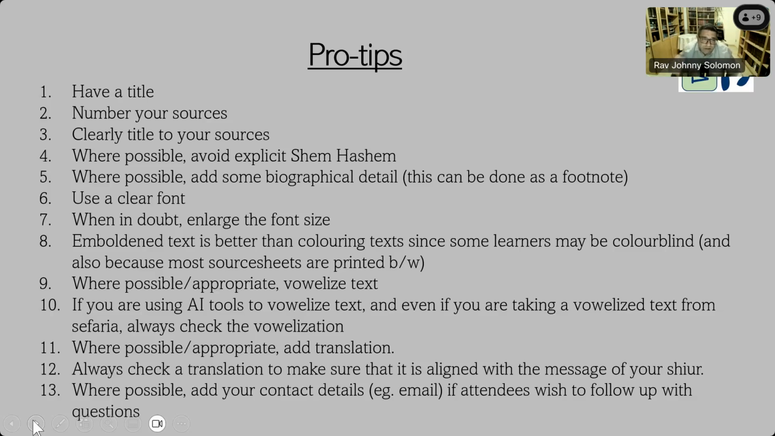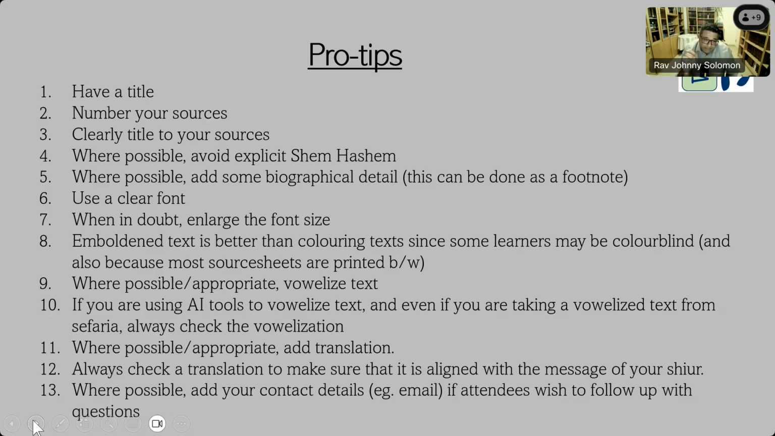Have a title, number your sources. That's a no-brainer. To not number your sources is just to aggravate your listeners. To say "the third source down the page" is already to make your source sheet less accessible. And accessibility needs to be part of your focus, to all people, to all learners, in many different ways.